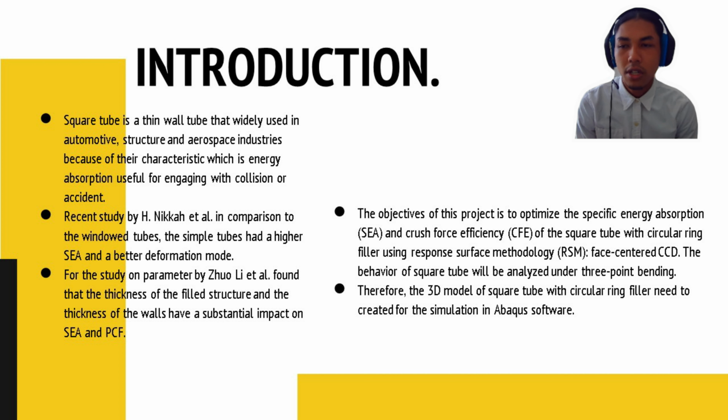First of all, the introduction. Square tube is a thin wall tube that is widely used in automotive structure and aerospace industry because of their characteristic, which is energy absorption, useful for engaging with collision or accident. Recent study by H. Nika et al. In comparison to the window tubes, the simple tube had a higher SEA and a better deformation mode.